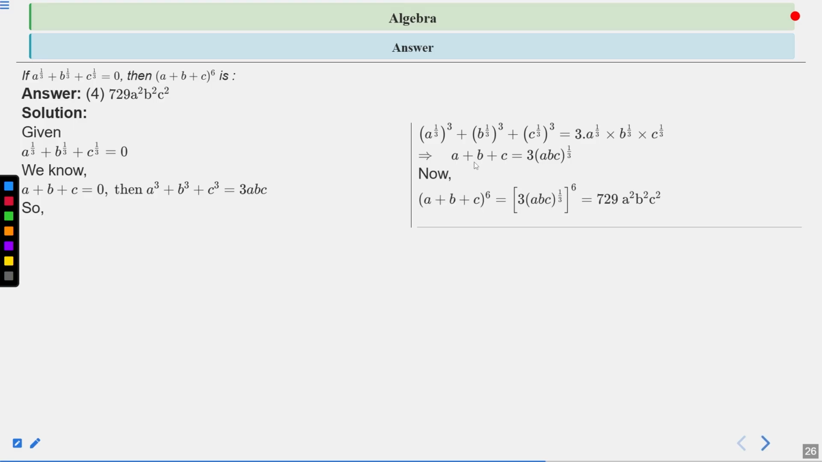Now we are applying the formula, so we get a plus b plus c to the power 6, which becomes 3 times a into b into c to the power 1 by 3, whole power 6. So when we simplify it, what do we get? We get 3 to the power 6, which is equal to 729. And when we simplify a into b into c whole power 1 by 3 to the power 6, we get a square, b square, c square. So our answer becomes 729 into a square b square c square. So the fourth one is the correct answer of this question. Next one.